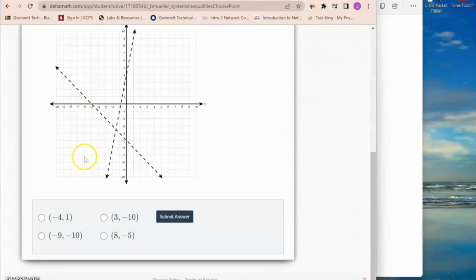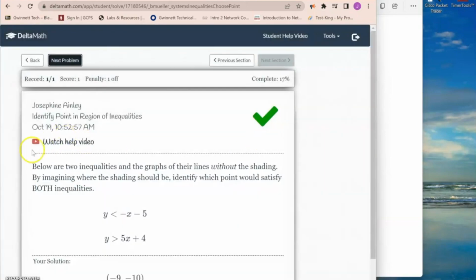All right, so let's look at the points they give us. -4, 1, that's not in here. 3, -10, that is not in here. -9, -10, that's in here. So that's the answer. Just to make sure, we're going to check this one. 8, -5, that's not in here. So anything in here according to the calculator. So press submit and you are done. And that's unit 1C.